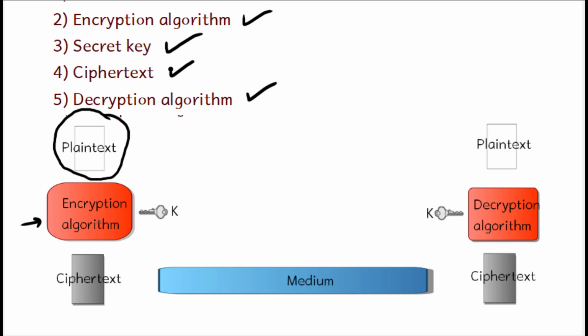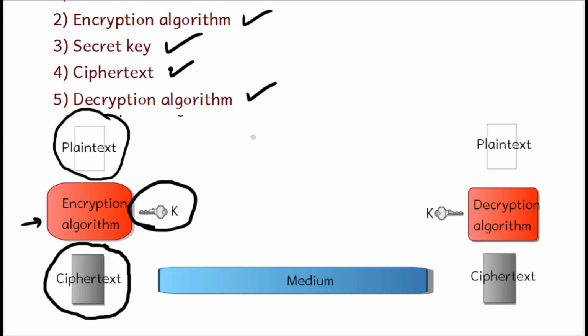Then we have a key. Here we have the secret key. Now this key is not a physical key. Actually it can be any number. It can be some bits, a combination of some bits, or anything else. We'll see what the meaning of a key is. Then we have the ciphertext. Ciphertext is text which cannot be easily understood. It is some coded data.